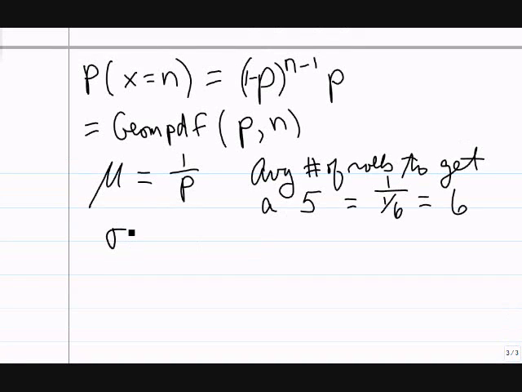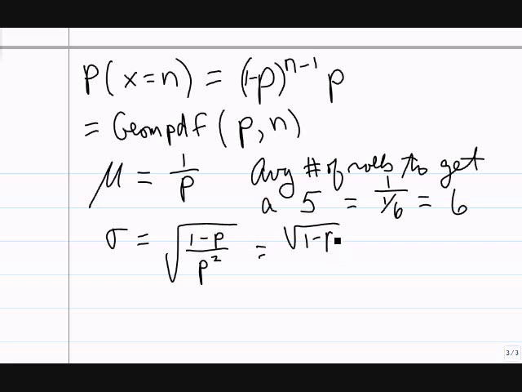The standard deviation, I don't know that I've ever used, but it does have a formula: square root of 1 minus p over p squared, or square root of 1 minus p over p with the square root. I guess I should write that out mathematically correctly. There we go.